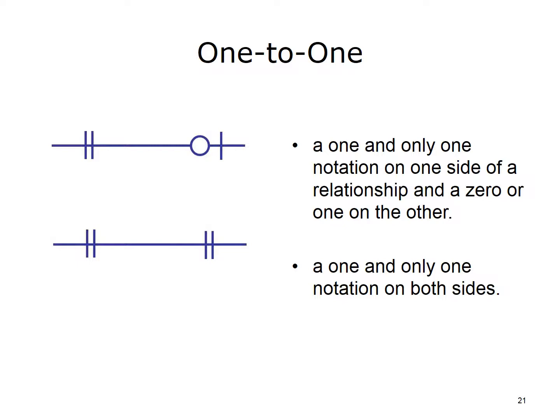And finally, because the X to X way of referring to relationships does not account for the modality, there are 2 different ways that a one-to-one relationship can occur based on different combinations of modality. The 2 varieties of a one-to-one relationship are shown on the slide. A 1 and only 1 notation on one side of a relationship and a 0 or 1 on the other, and a 1 and only 1 notation on both sides.